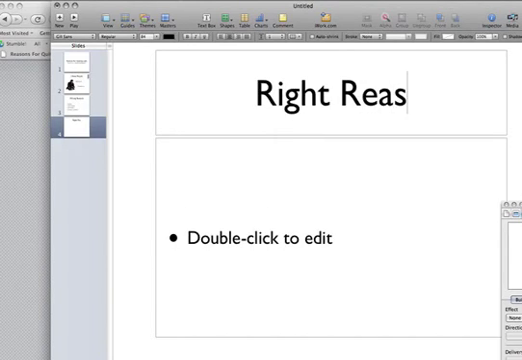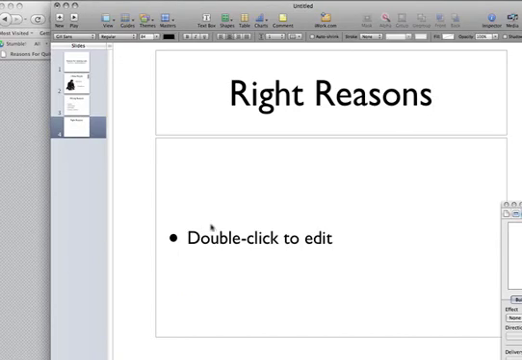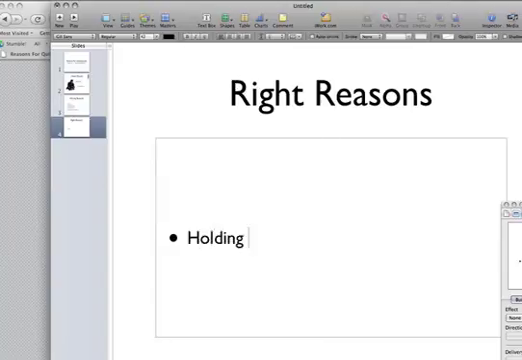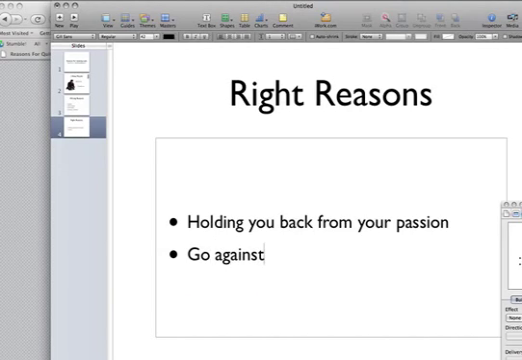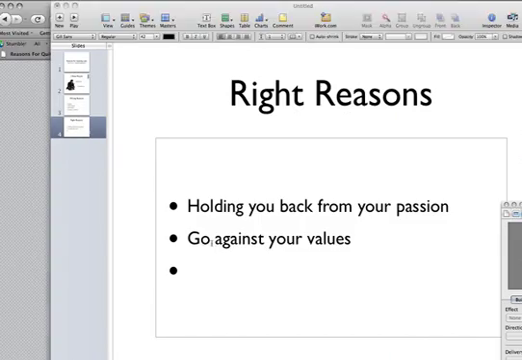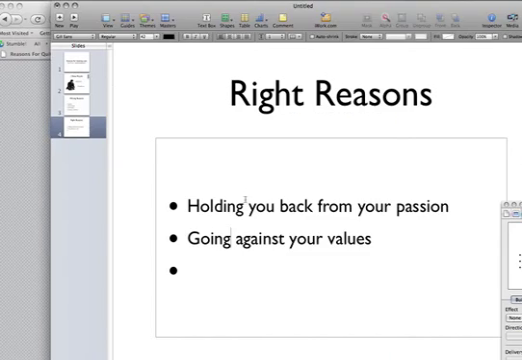So right reasons. What do I say in the article? If the job is holding you back from your passion or not living a fulfilled life, or if it makes you go against your values, or reaching a mental state where you know that meaningful work is more important than security, seniority, experience, and so on. Mental state of freedom.